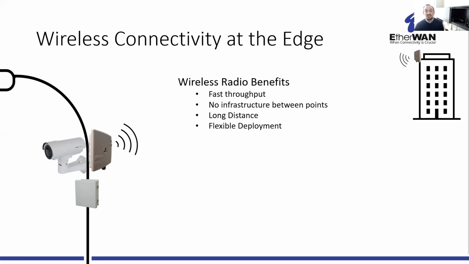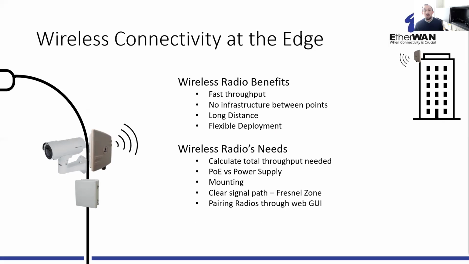We have radios that can get a measure of their data across all the way out to 20 miles, depending on what your bandwidth need is. So you can cover a really long distance with a wireless solution. So that allows for really flexible deployments, right? So with our EtherWAN wireless radios hooked into our EtherWAN power supplies and wireless switch, now we can beam that signal back.